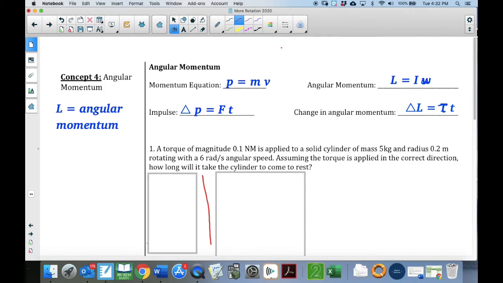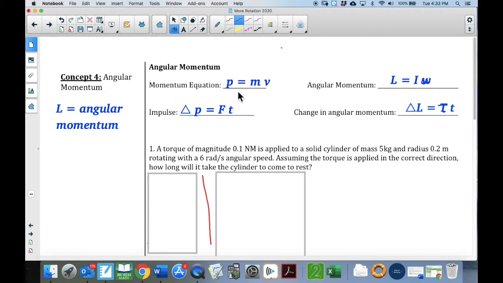Hi guys, this video is a continuation of our rotational dynamics notes that we've been doing. This is page 3. We're going to talk about angular momentum on this page. One thing to notice is we have a new variable. The variable L stands for angular momentum.